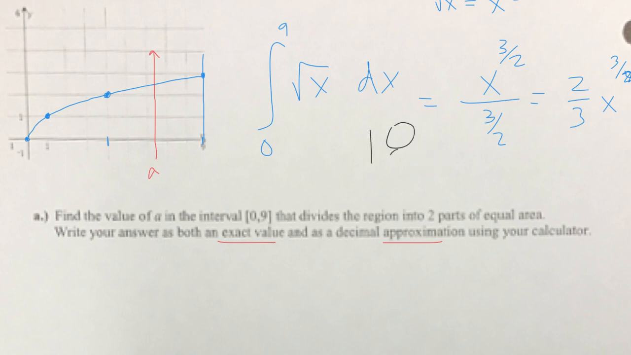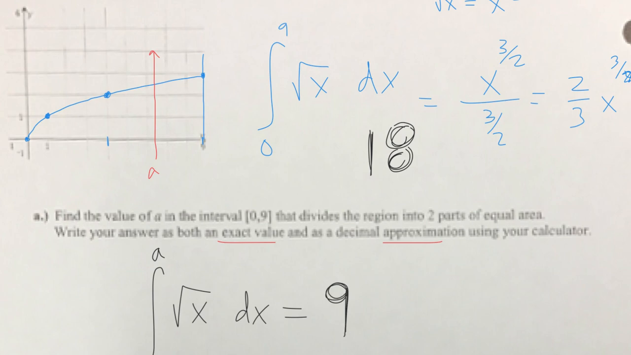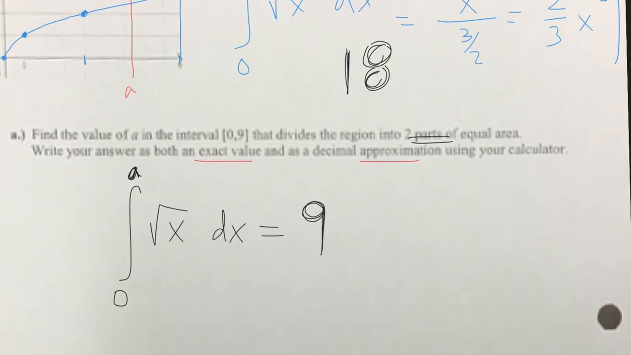So our area is actually 18. Okay, so we want to find the area from 0 to something of our root x function that gives me an area of 9, right? I want this to be 2 equal parts. So equal parts of 18 are 9 and 9. So I am looking for some A value where when I take the antiderivative, I get 9.